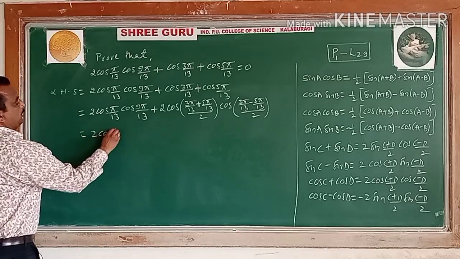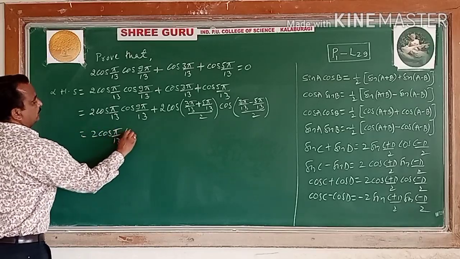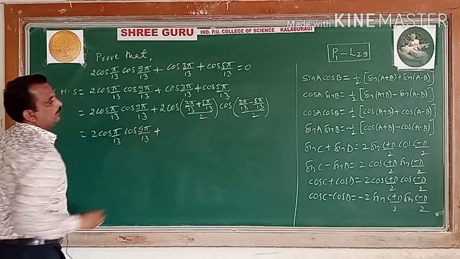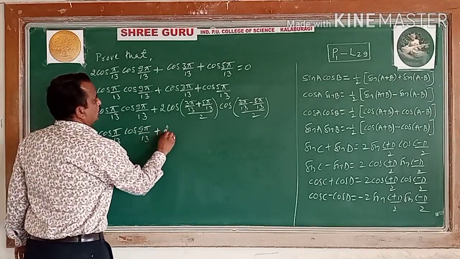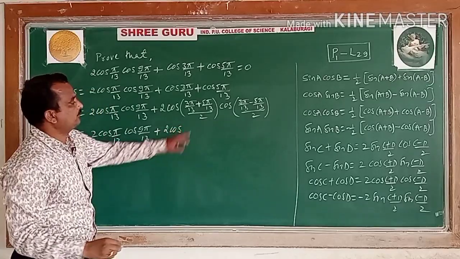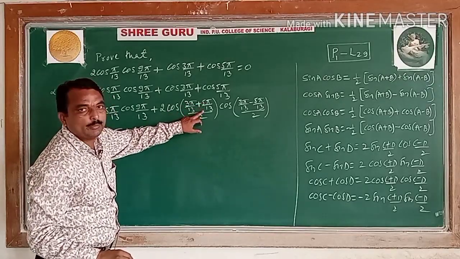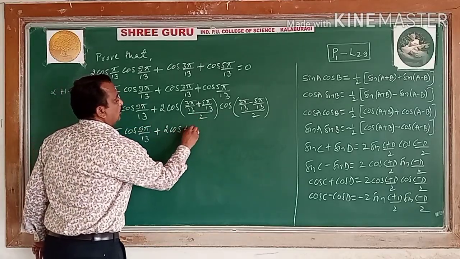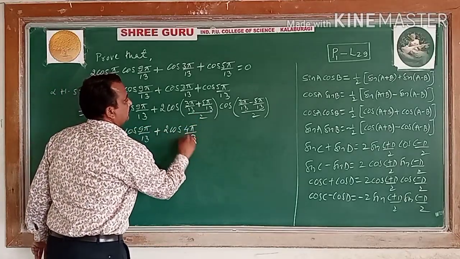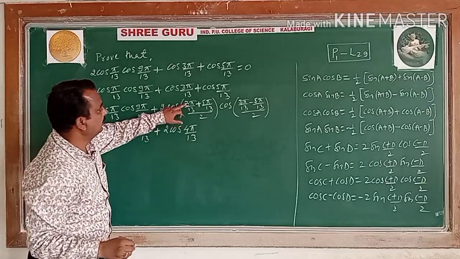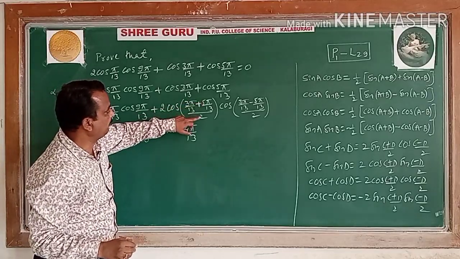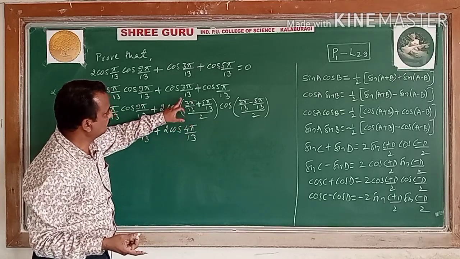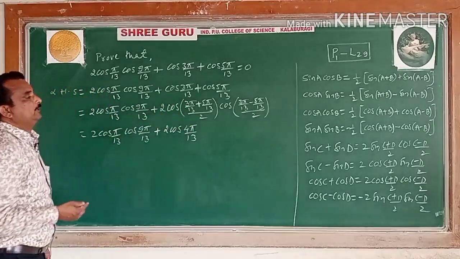2 cos pi by 13 into cos 9 pi by 13 plus, after simplification, 2 cos, see the students here, how much it is. 13 is LCM here, 3 pi plus 5 pi, 8 pi, so 8 pi by 13 divided by 2, that is 4 pi by 13. Is it clear? Then one of the 2s gets cancelled here. So 4 pi by 13.